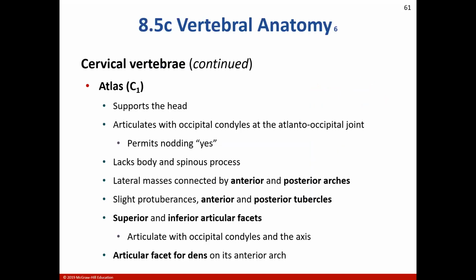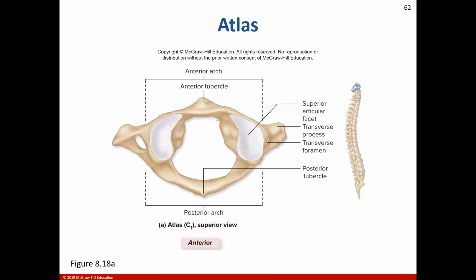So the atlas is the top vertebra, and this is the most irregular of all the vertebrae, and it does not have a spinous process. Number 1, no spinous process. The only vertebra that does not have a spinous process is the atlas. So you could say atlas on the test, or you could just say cervical 1 or C1, capital C and a 1.